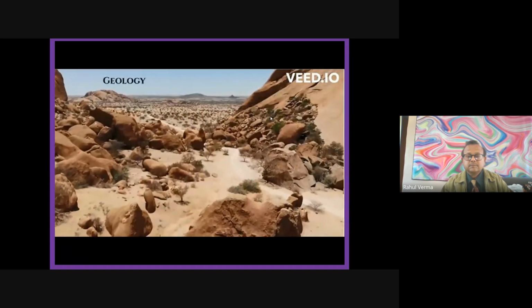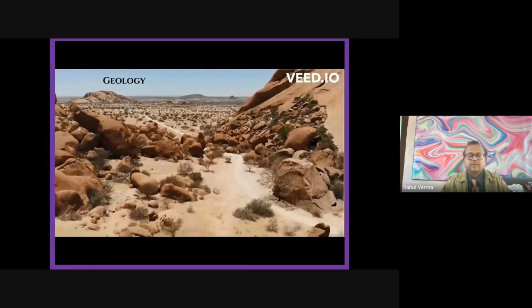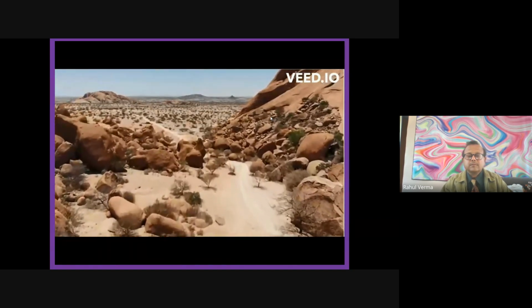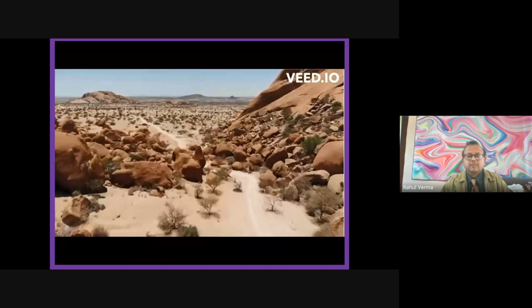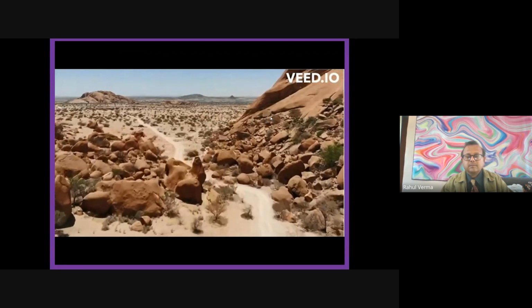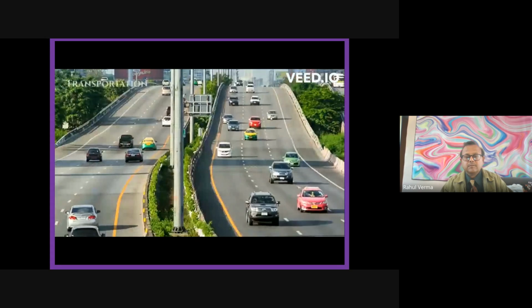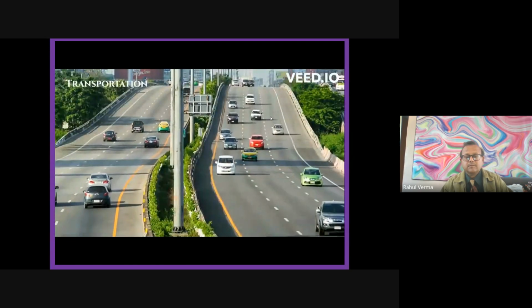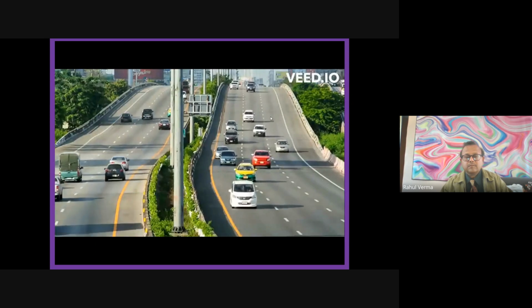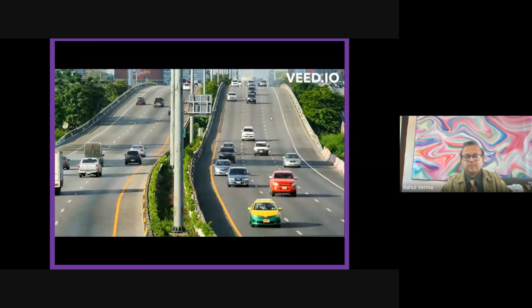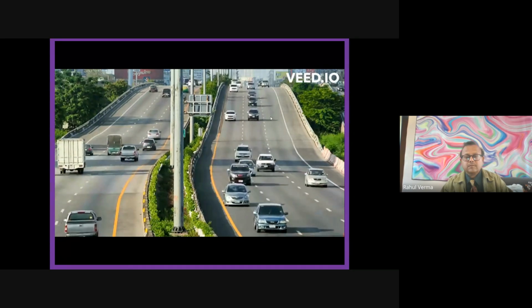Geology. GIS can be used to map geological features such as rock formations and mineral deposits. It can also be used to analyze the impact of natural disasters such as earthquakes and landslides. Transportation. GIS can be used to optimize transportation routes, analyze traffic patterns, and plan new transportation infrastructure.